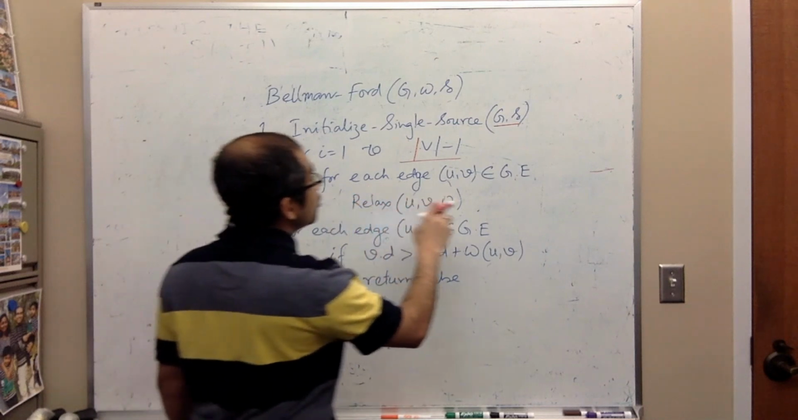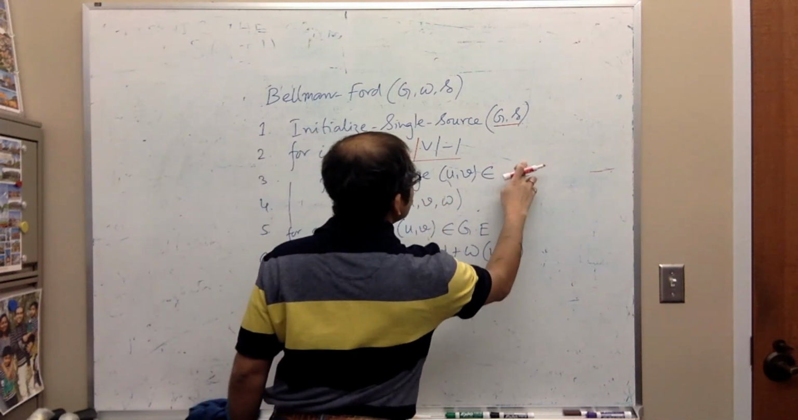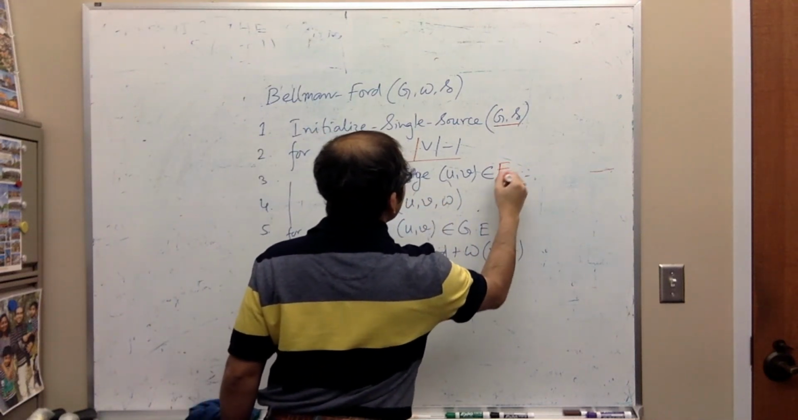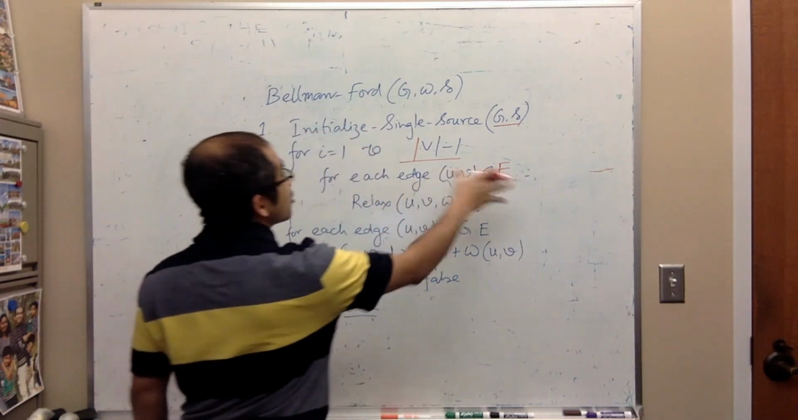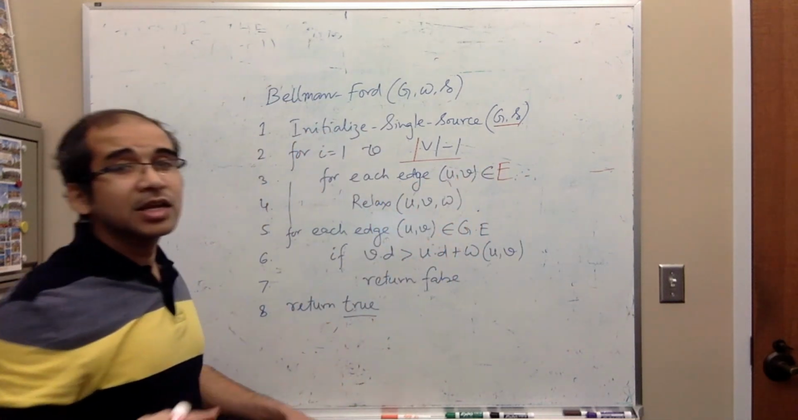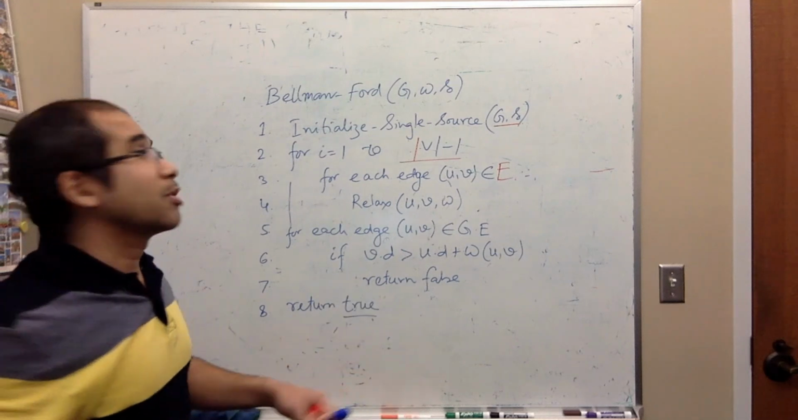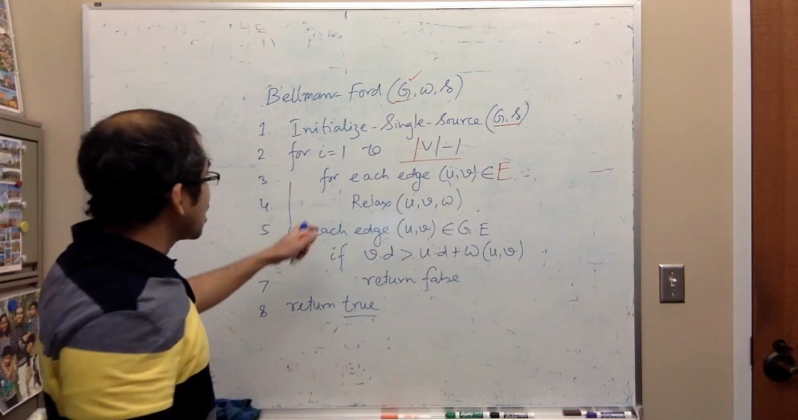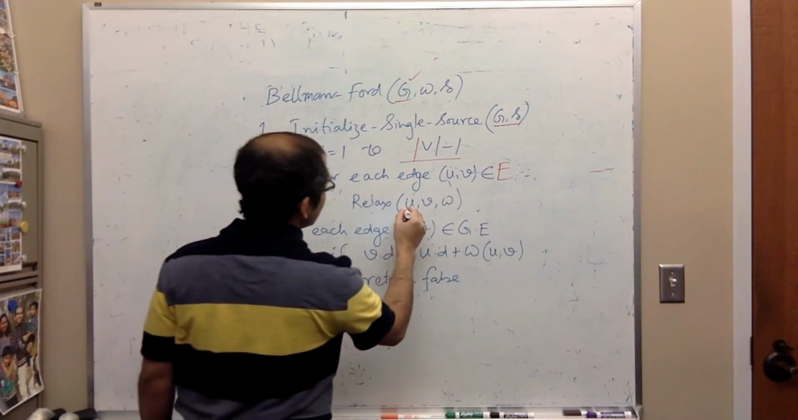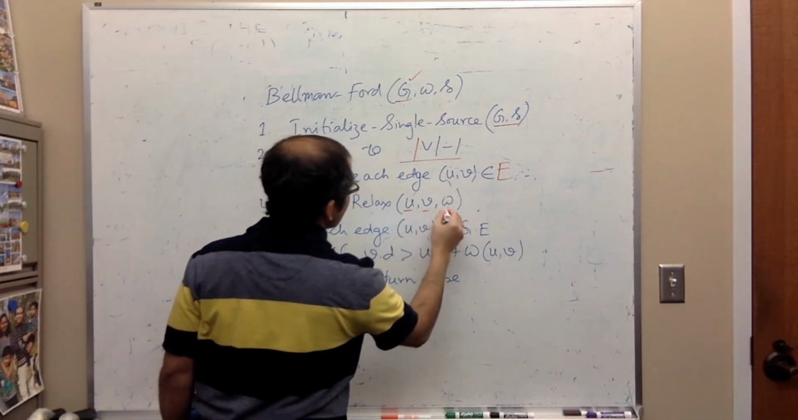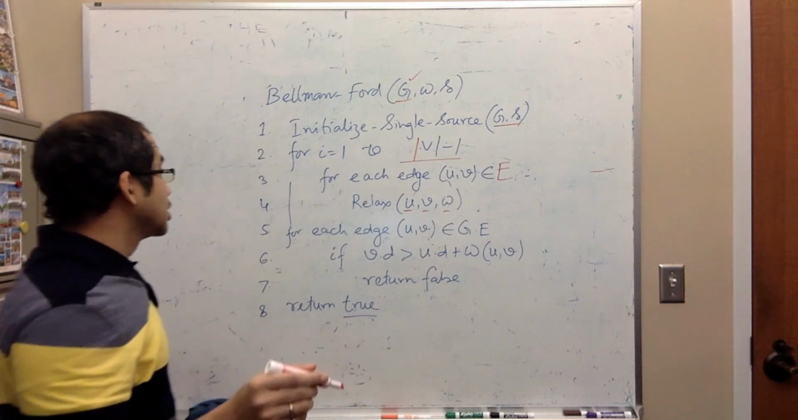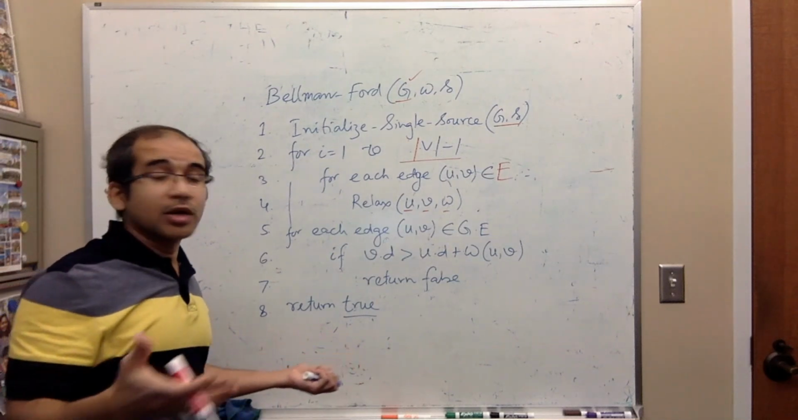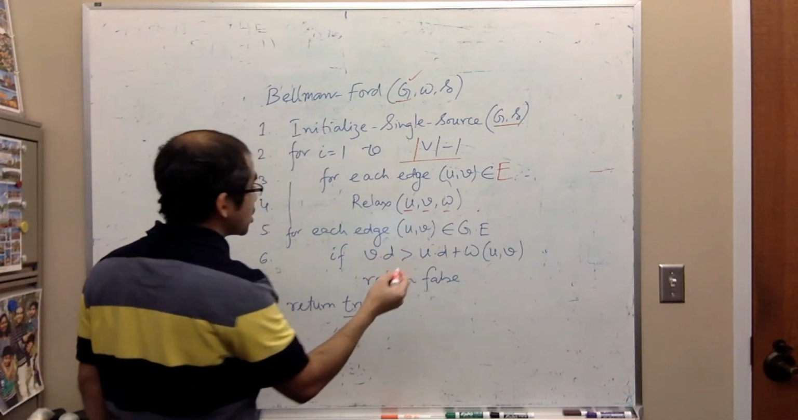For each edge (u, v) belonging to G.E, instead of G.E just say E, for the sake of simplicity. That means each edge belongs to the set of edges. G.E means the edges of the graph G, but we already have the graph G as the input, so just forget those things. Now relax (u, v, w). u is the starting vertex, v is the ending vertex, and w is the weight of that edge. So relax that edge. You remember the relaxation condition, right?